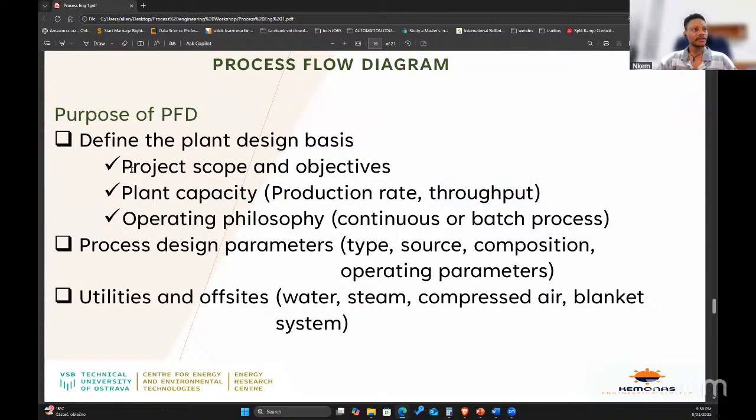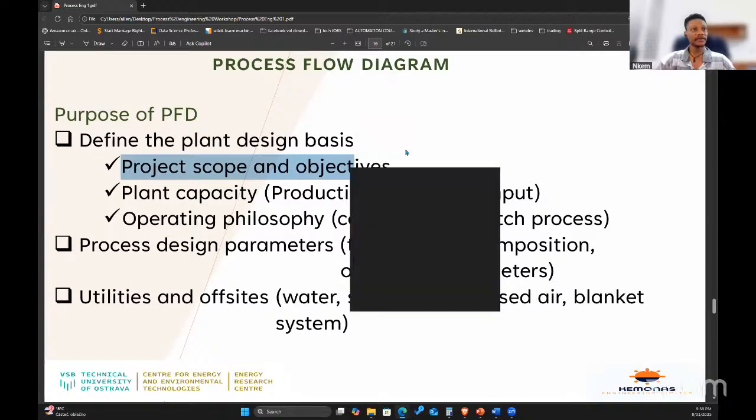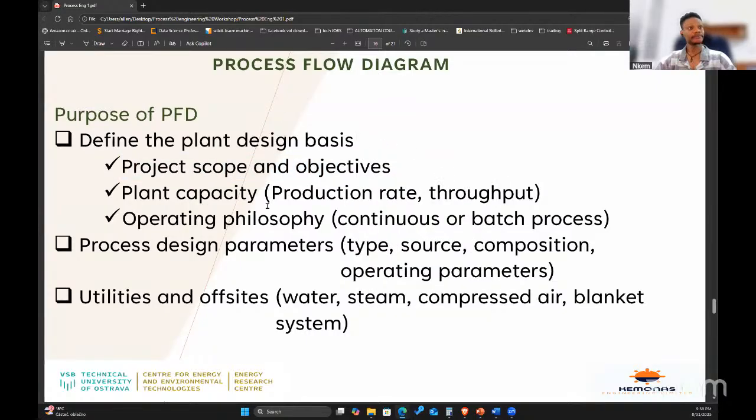Then the project scope and objective. You want to produce water, clean water. What will be the composition of metallic ions in it, the magnesium content, the calcium content, the pH of the water? All these things will be defined here, to be defined on your PFD. Okay, and then also the operating philosophy of the project, whether it's going to be a continuous or a batch process, it will be defined on the PFD.